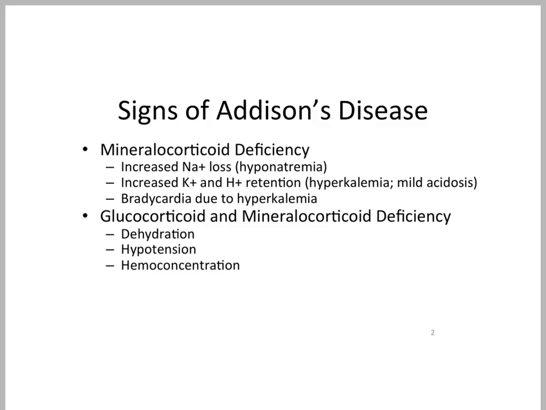So as far as the signs of Addison's disease, remember I said it's both deficiencies, and we can see a situation where either one is deficient. Glucocorticoid deficiency can be seen without alteration of electrolytes, but let's talk about the classical Addison's case, and we're going to use the dog as an example.